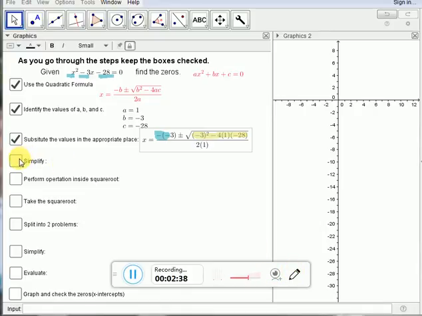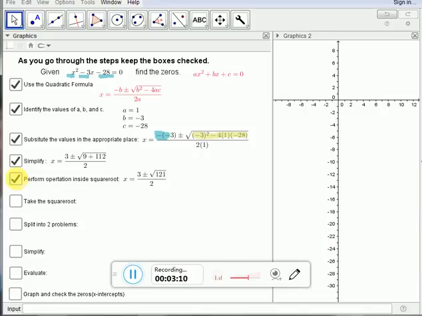So the next step, we're simplifying a little bit. Those two negatives became a positive 3. The negative 3 squared became a 9. The negative 4 times 1 times negative 28 became a positive 112. Now, when we look at this, we should be able to see that we're able to perform the operation inside of the square root, which in this case is addition. 112 plus 9 would give me 121.